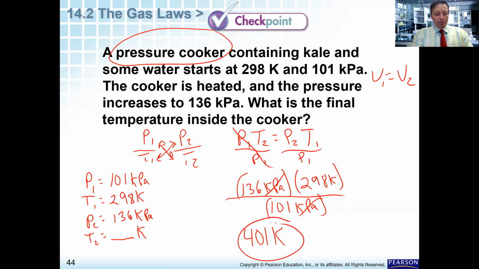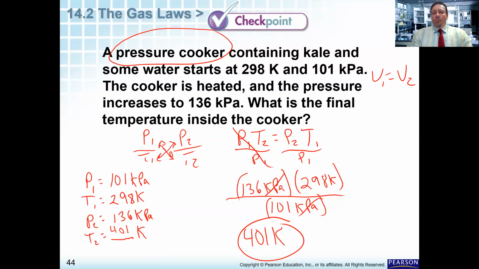If I wanted to convert that back to Celsius and find out what that is, it went up from 25 degrees Celsius to 128 degrees Celsius in there. So it was well above the boiling point. My answer here is in Kelvin, it's 401.